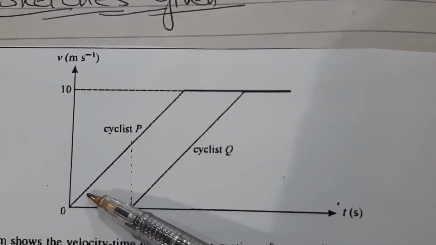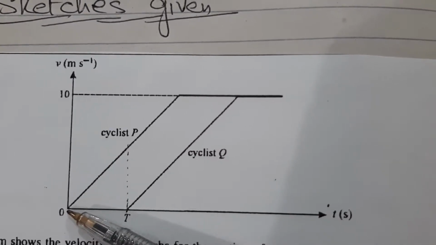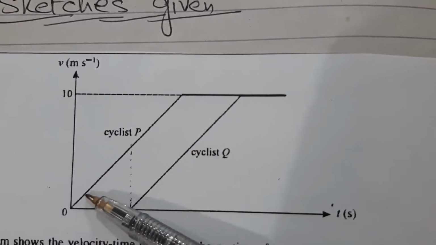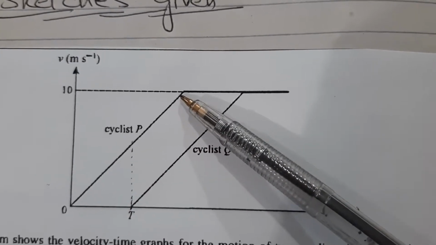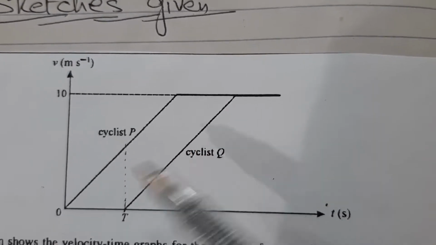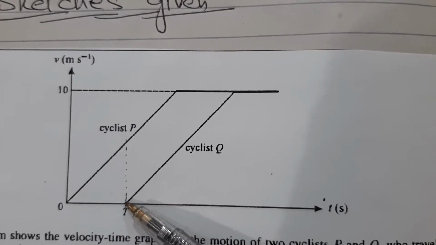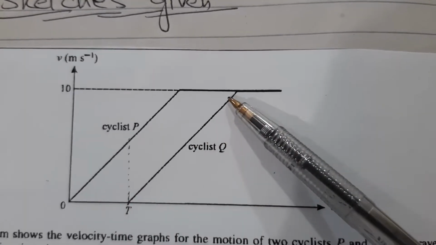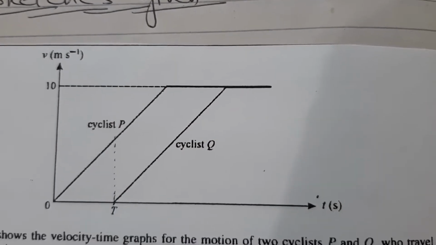So there are 2 cyclists P and Q. Cyclist P starts from rest and moves with an acceleration of 2 and reaches the velocity 10. At what time? That is not given to you. Cyclist Q, after time t seconds, starts from rest, moves with the same acceleration and reaches the velocity 10. So this is the interpretation of the graph.